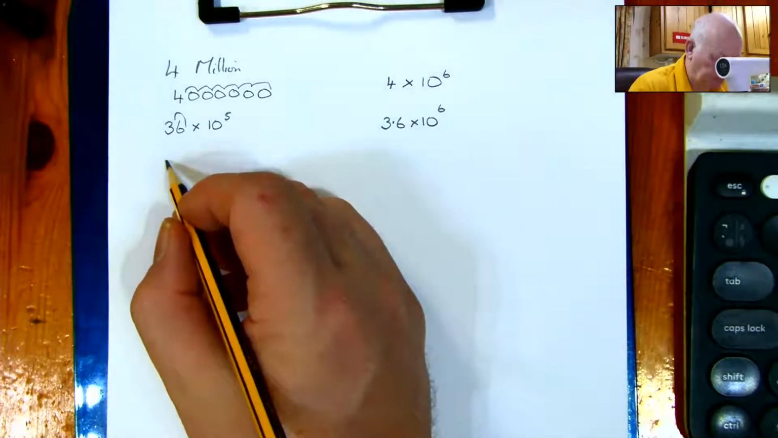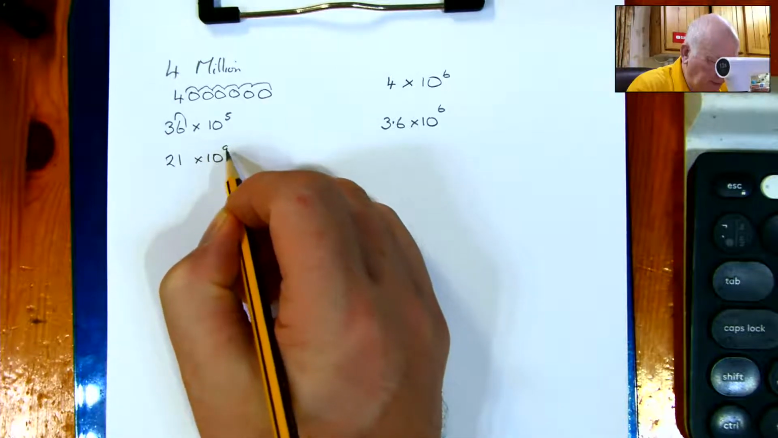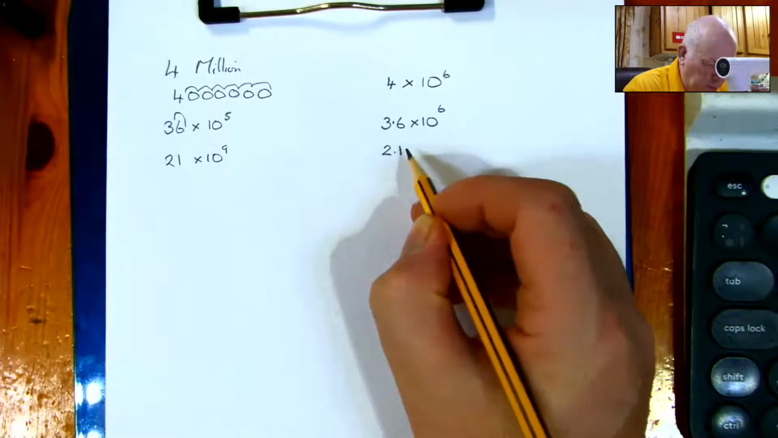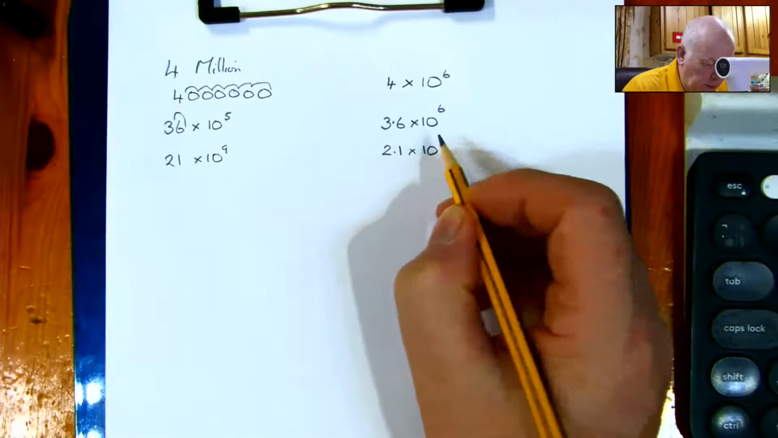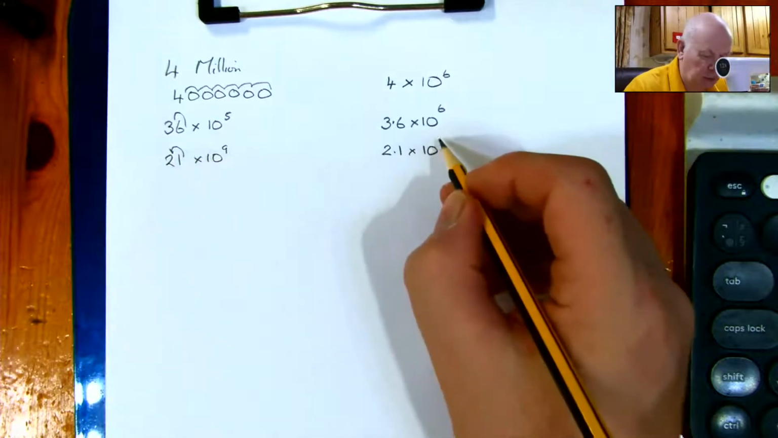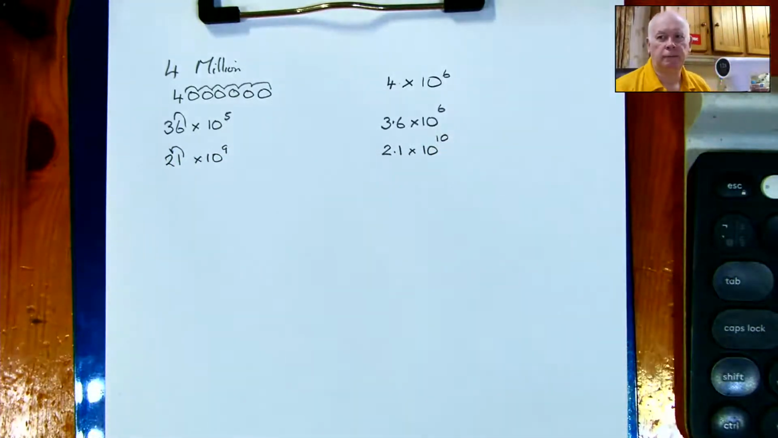Let's have another one. 21 times 10 to the 9. So this is going to become 2.1 times 10 to the, we've moved the decimal point one place, so this becomes 10 to the 10. So I hope that's given you some ideas there about how those things are going to work.